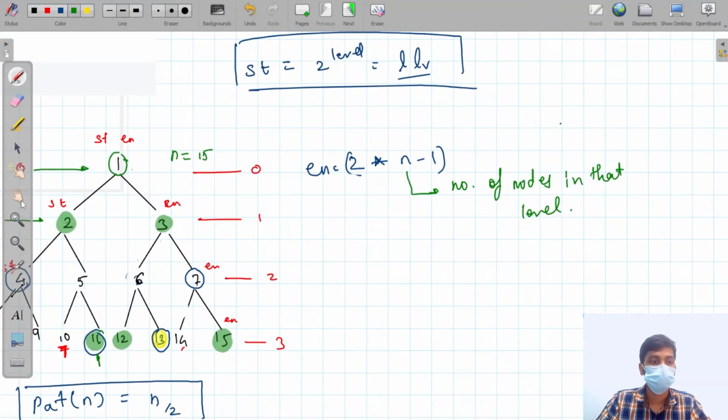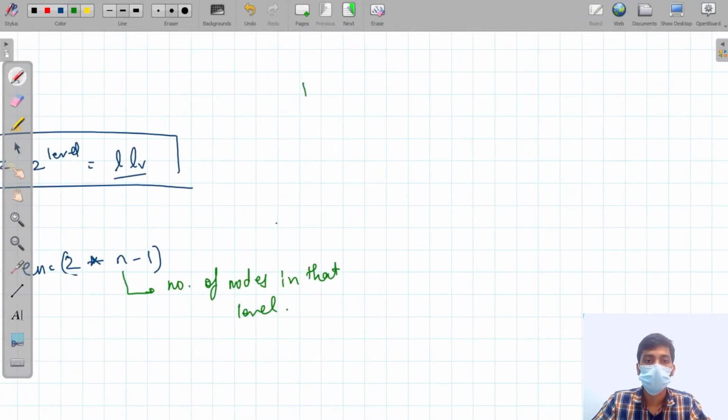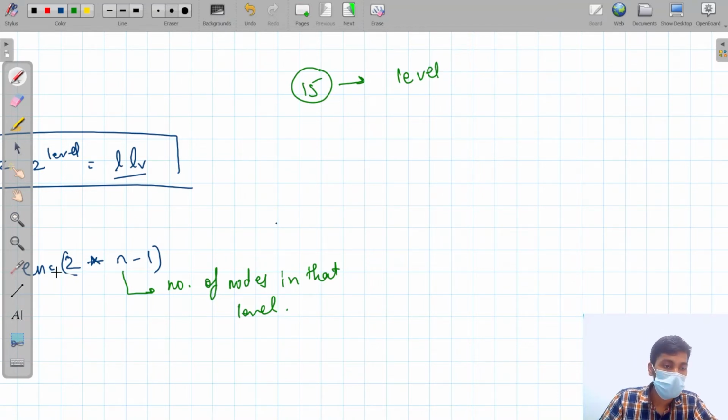Let's do this again, and this time let's do it for 15. If I am given just 15, then first I have to find its level, and after finding this level I am going to use this formula to find the ending point. First I am going to find the starting point, then I am going to find the ending point.